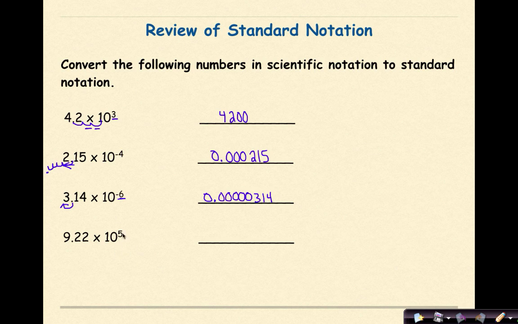And our last one, our exponent is greater than 1, which means we're going to move our decimal over to the right, and we're going to move it over to the right 5 spots. So I'm going to say 9, 2, 2, and then we will have 3 more zeros. So 1, 2, 3. And that is a little reminder of how to go from scientific notation to standard notation.